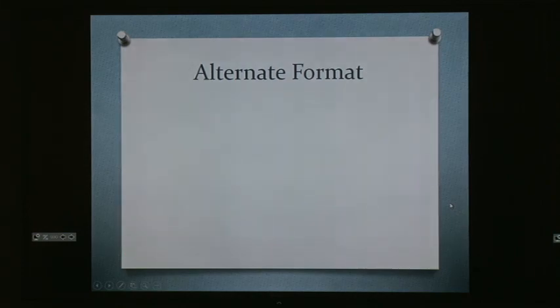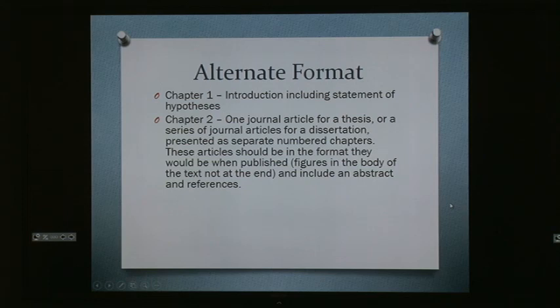All right, the alternate format is the same flow as the standard format, but there are a few differences. I'll go ahead and go through this. Chapter 1 is an introduction including a statement of hypothesis. Chapter 2, we read some of this in the first section, but it's one journal article for a thesis or a series of journal articles for a dissertation, and they're presented as separate numbered chapters.